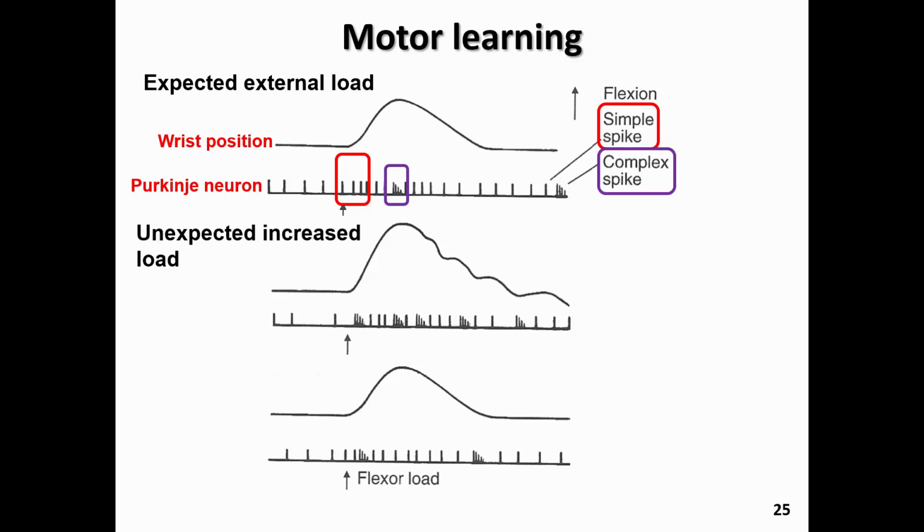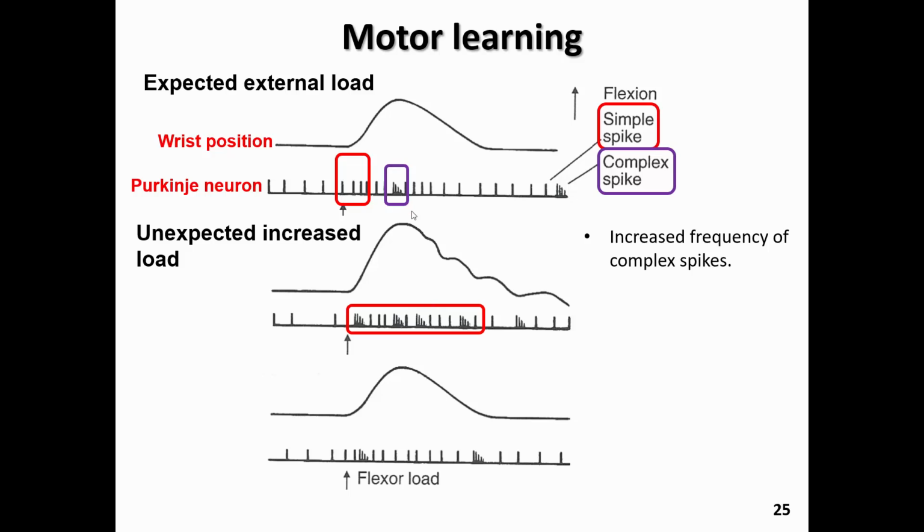In the next experiment, we see that the same task is performed, but the load that is added to the wrist is unexpectedly heavy. So it's a heavier load that the person was not aware of. Now, what we see here in terms of Purkinje neuron activation is an increased frequency of these complex spikes.